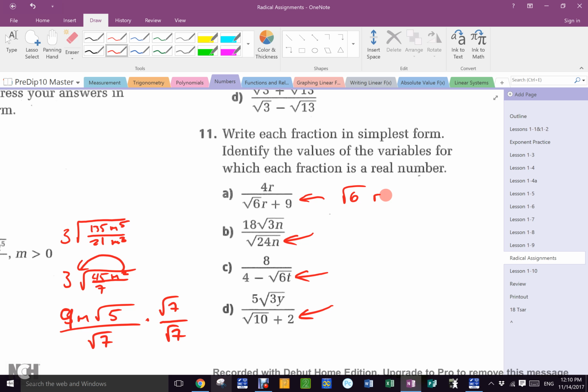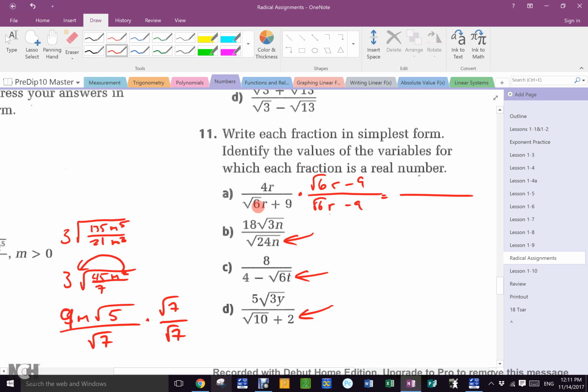Oh, but first it says simplify it. Yeah, I didn't see. So first you'd simplify it, and then you would check to make sure the denominator didn't equal 0. So what can you simplify there? You can rationalize the denominator first. Okay. Then what? So if you're going to rationalize this denominator, what would you multiply by? Root 6r minus 9.